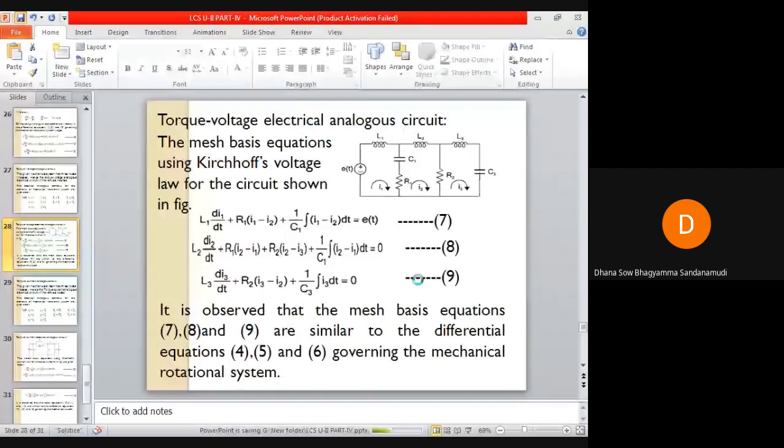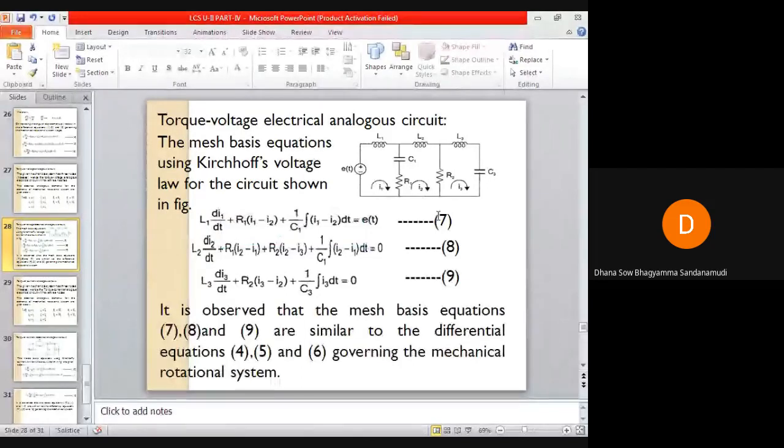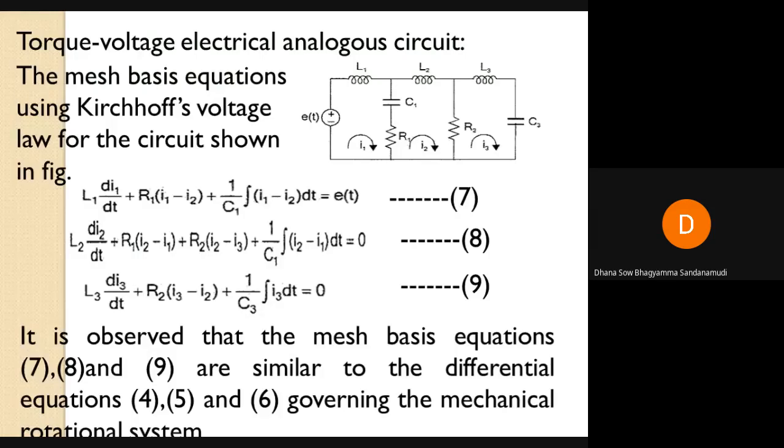You have 3 loops here, so apply Kirchhoff's voltage law and write down the equations. In loop 1 there is a voltage source. According to Kirchhoff's voltage law, the algebraic sum of source voltages equals the algebraic sum of voltage drops in the loop. In loop 1, L1, C1 and R1 are there. C1 and R1 are in between loop 1 and loop 2. Keep that in mind and write down this voltage balance equation.